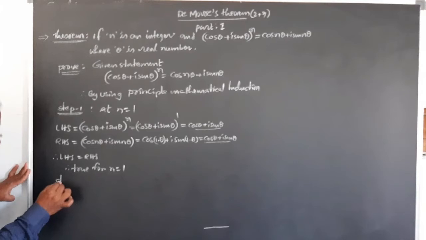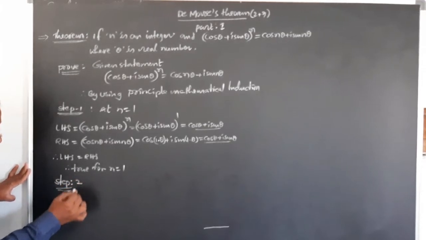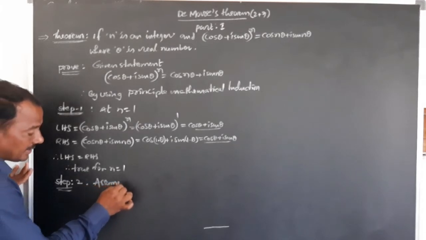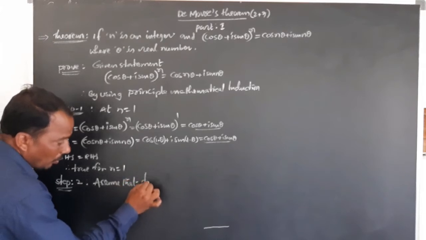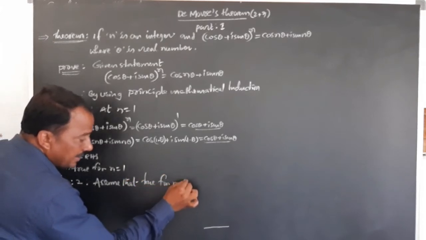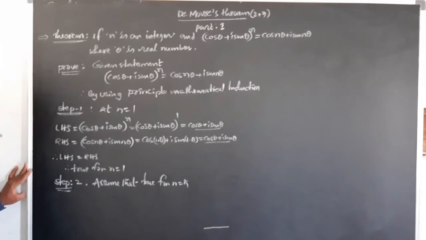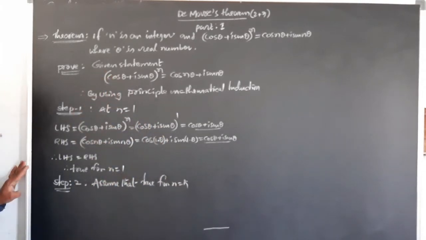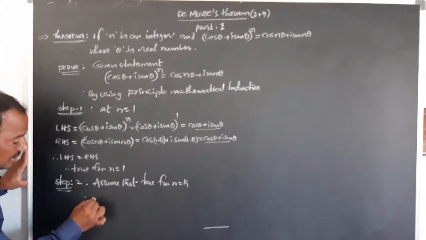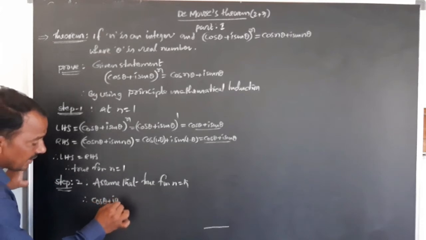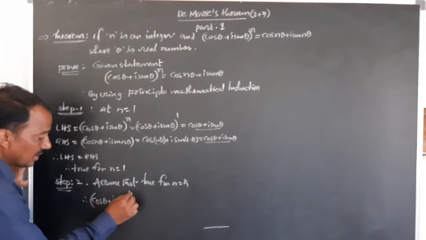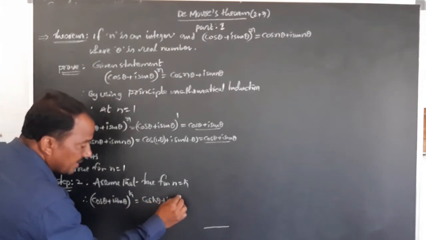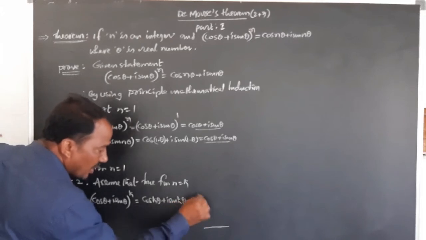Step 2. What is step 2? Assume that it is true for n equals k. Substitute the value n equals k in the given statement. That is, (cos theta plus i sin theta) whole power k equals cos k theta plus i sin k theta. Equation number 1.